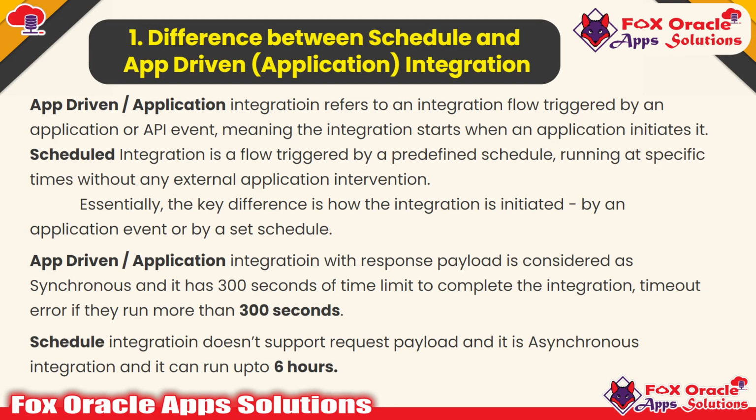Also, the main part we are covering when discussing app-driven and schedule integration is how much time both can be active or in the running state. App-driven integration has a time limitation of 300 seconds only, which is 5 minutes. And it's not app-driven integration, it's app-driven synchronous integration. When we are talking about synchronous integration, it means that we will create an app-driven integration which will return some value in response. So when any integration is returning some value in response, we say that integration is a synchronous integration.